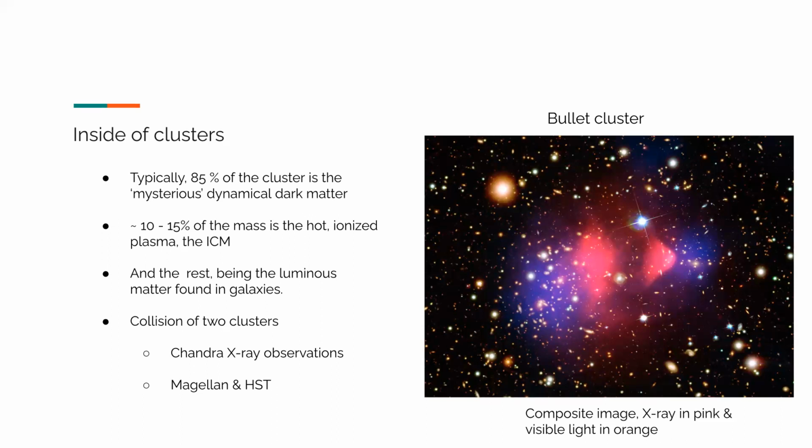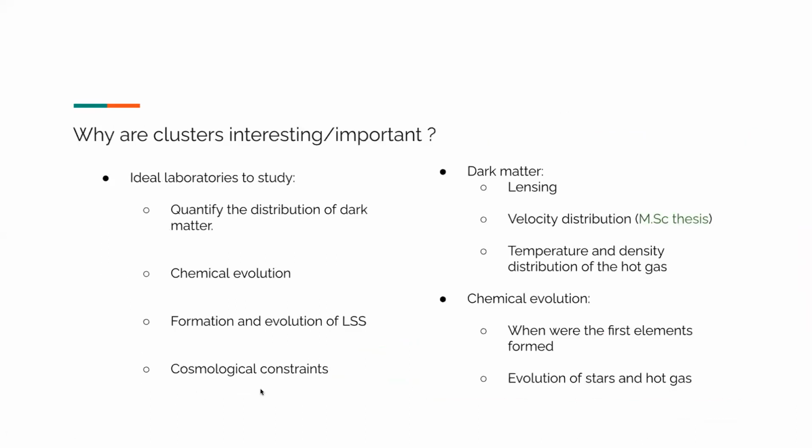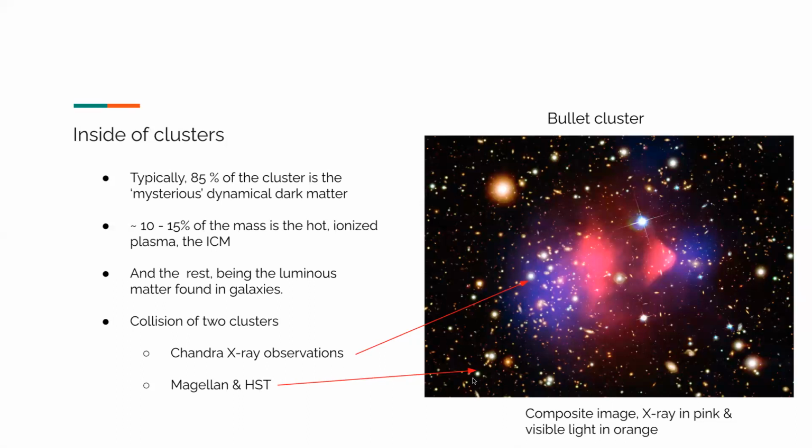And what I'm showing here is the Bullet Cluster. It's a collision of two clusters, and this is a composite image. These are Chandra X-ray observations, in pink, and you've got the Magellan and the Hubble Space Telescope in the sort of orange colors that's coming from the Hubble Space Telescope. Sorry again for that. So this is known to be one of, I think it's the second most energetic incident after the Big Bang, two clusters colliding.